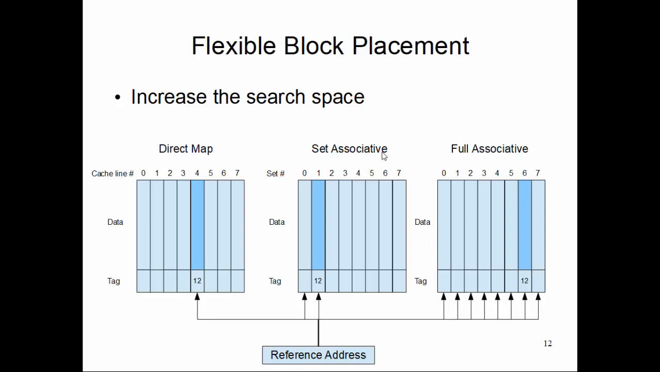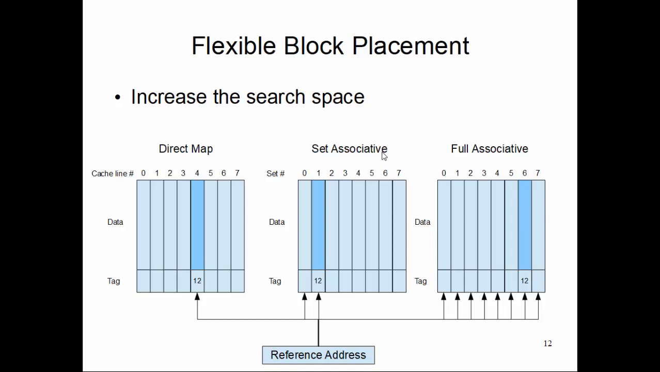Two-way associative means a reference address can have two alternate placements in the cache, like either cache line 1 or 2 or 3 or 4, something like that. And four-way associative means a reference address can have 4 possible cache line replacements out of the total number of cache lines present. And fully associative is the other end of the spectrum, where a block can be placed anywhere. If there is an empty place, we just place the block.